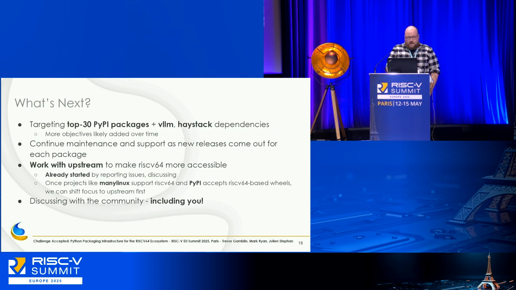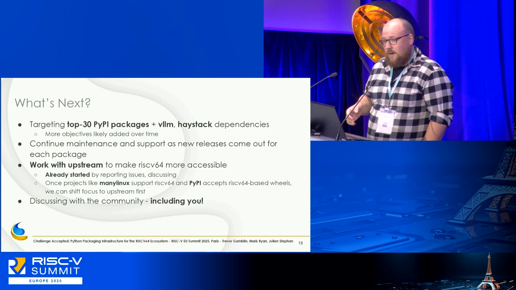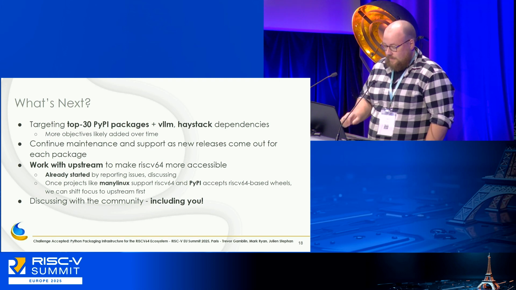So what's coming next? This is another slide that's a little outdated since it was actually written. So we're targeting the top PyPI packages plus vLLM and Haystack. We've also added SGLang and PyTorch plus all their dependencies to our targets. We're going to continue maintenance and support as new releases come out for each package. And more importantly, we're going to work with upstream to make RISC-V64 more accessible. We've already started doing this, but long-term the goal really is to be upstream first. This is really just a stopgap to enable people to get started on RISC-V64 until this is supported upstream. And finally, we want to discuss with the community, including you.